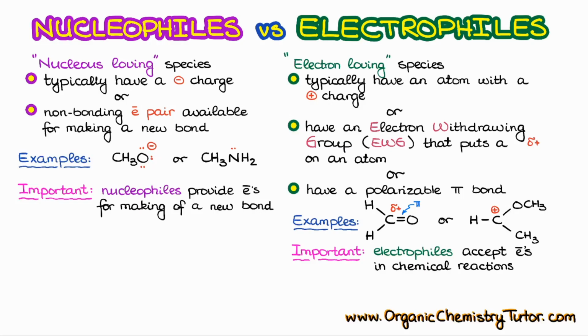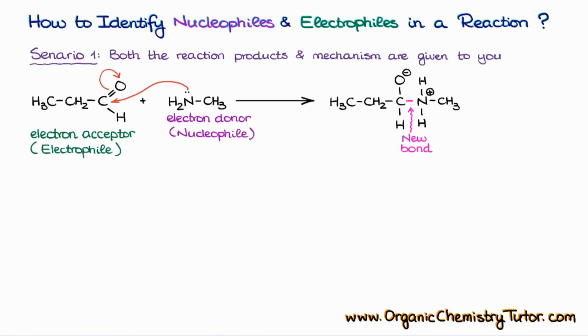So now, when we know what nucleophiles and electrophiles are, let's look at a few examples and try to find those in each reaction. In the first scenario over here, I have a reaction where the products and the mechanism are already given to us. This makes our task much easier, as we simply need to follow the electron flow from one species to another.